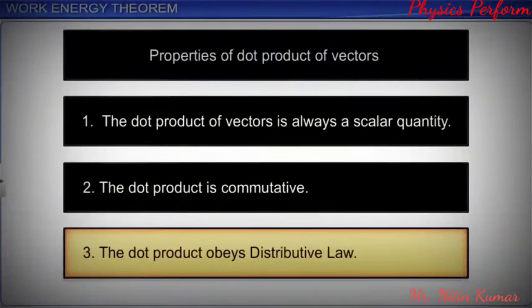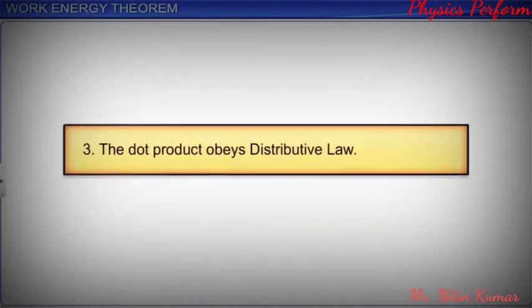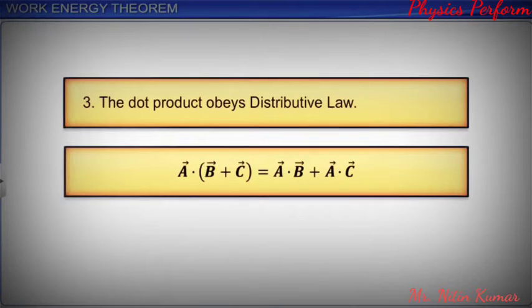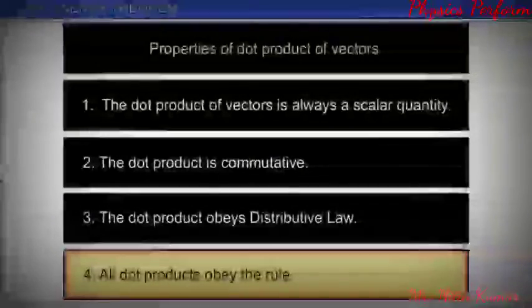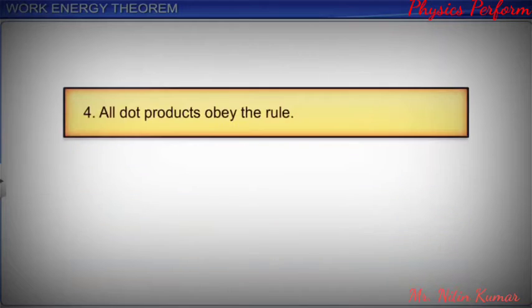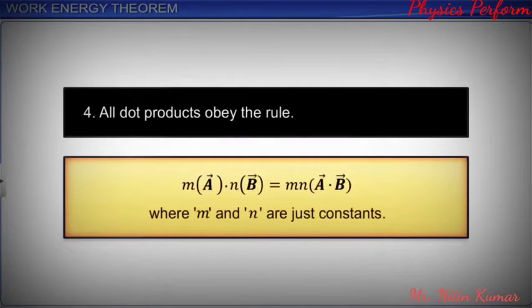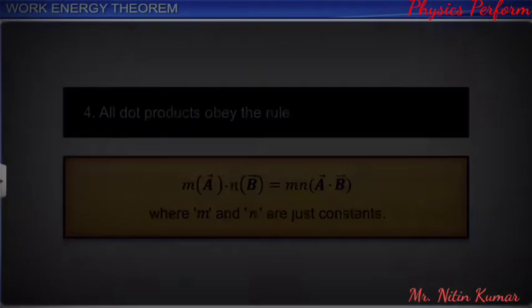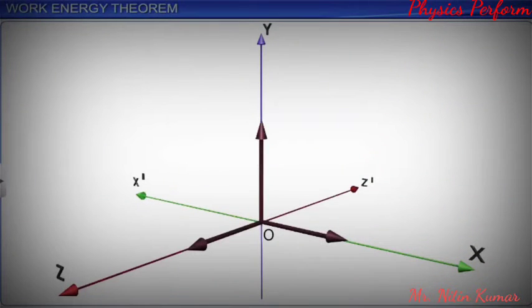The dot product obeys the distributive law. So, A dot (B plus C) is equal to A dot B plus A dot C. All dot products obey the rule (M times A) dot (N times B) is equal to MN times A dot B, where M and N are just constants. Consider the unit vectors along the Cartesian coordinate axes I, J, and K.